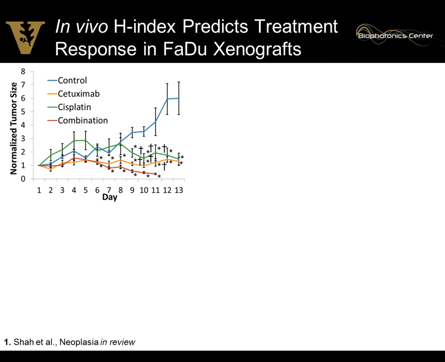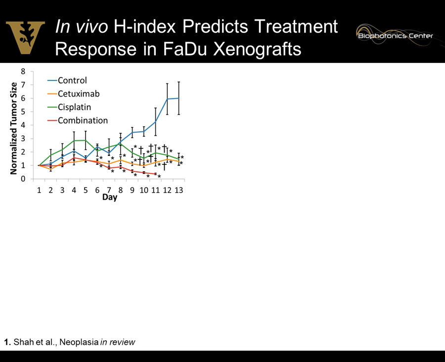So we validated this in a head and neck squamous cell carcinoma model. So I'm changing, again, the cancer that I'm talking about. So these guys are actually treated with cisplatin, which is a chemotherapy, and they're also treated with cetuximab, which is an EGFR antibody, because these tumors overexpress EGFR.